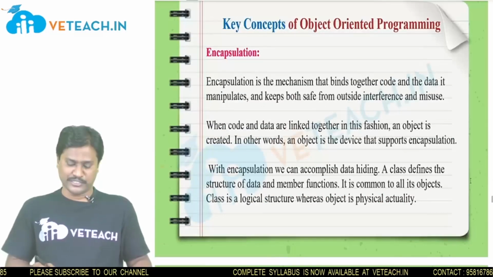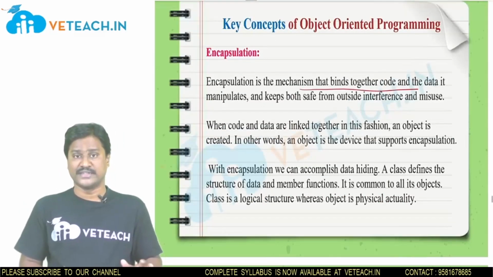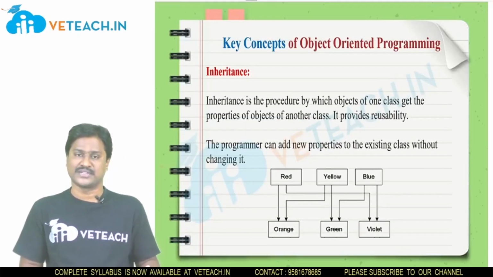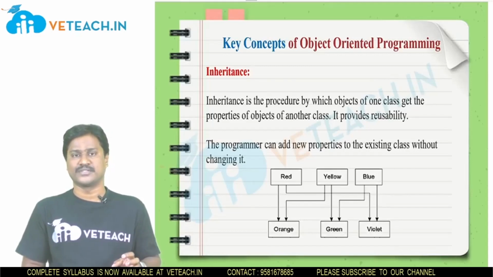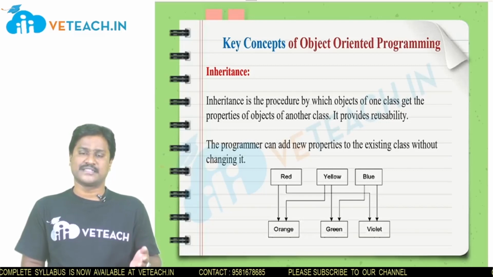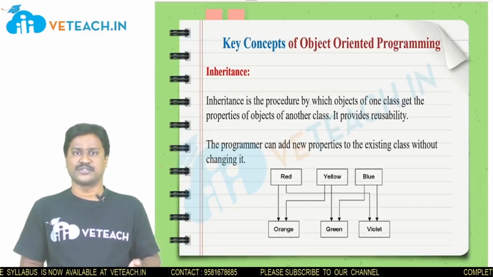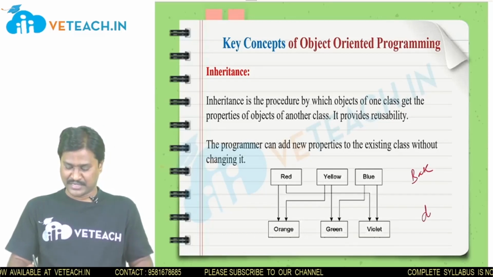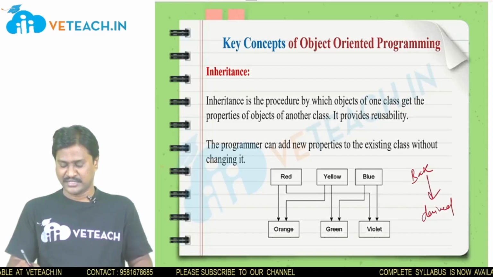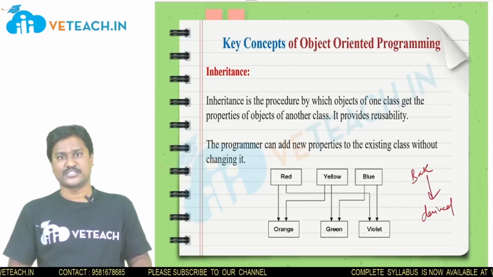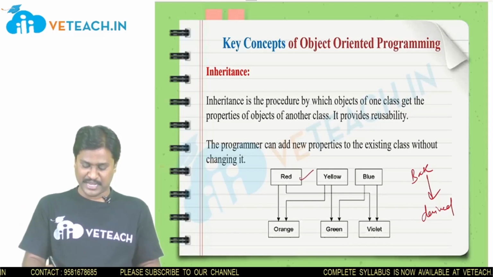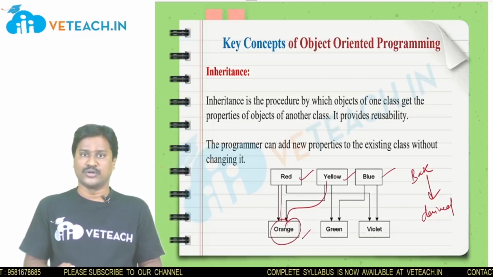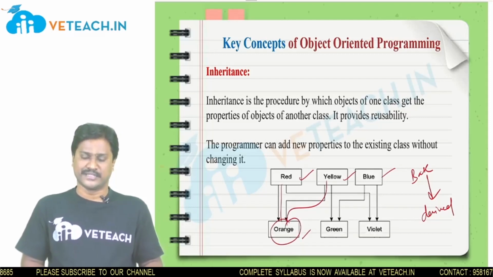And encapsulation, as I told you, is a mechanism that binds together code and data. Inheritance is extending the properties of one class to another class. A class holds some data properties like members and functions, and these can be used by any class that extends it, the base class or parent class. We know that a base class is a parent class and a derived class is a child class. Here the properties can be extended from the base class to the derived class. Here is an example: yellow, red and blue. The yellow and red combination automatically gives orange. A new type of property can be created like this.